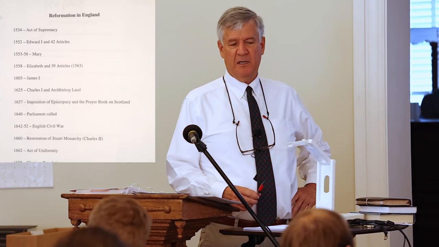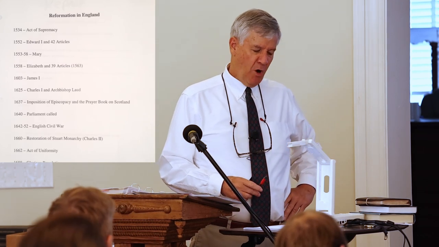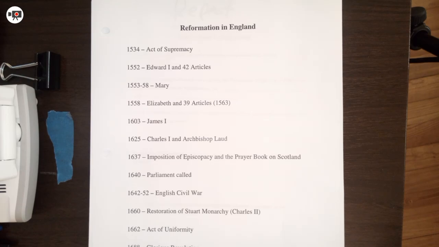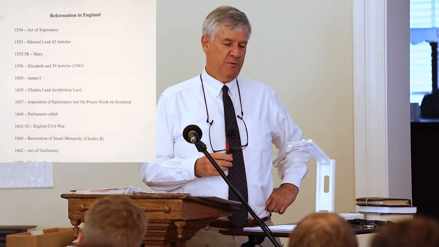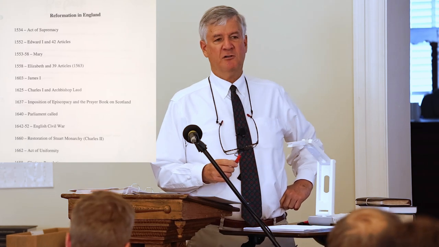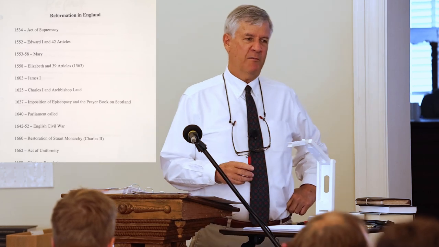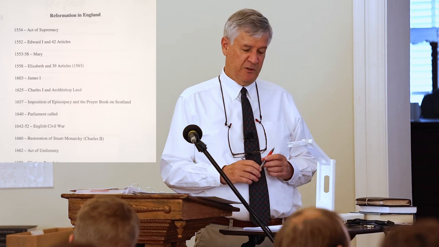When he dies, the Commonwealth falls apart, in effect, and so Parliament votes to restore the Stuart monarchy, Charles II. Two years later, the Act of Uniformity requires subscription to the prayer book, the 39 Articles, Episcopal church government, and so forth. Approximately 2,000 Puritan ministers are ejected from their churches. It's a time of hot persecution of the Puritans in England, and especially the Covenanters, the Scottish Presbyterians in Scotland.